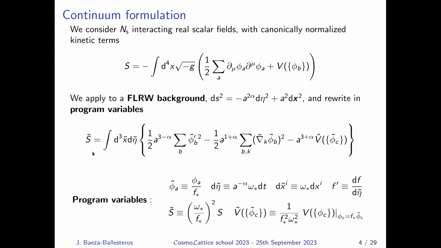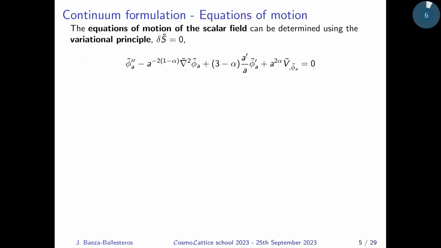So the action we get now here has three different terms. The first term is the kinetic term. The second term contains the gradients of the fields, and then the final term is the potential. So now we have our theory, which is given by this action in program variables, and we can obtain the equations of motion for each of the scalar fields by using the variational principle.